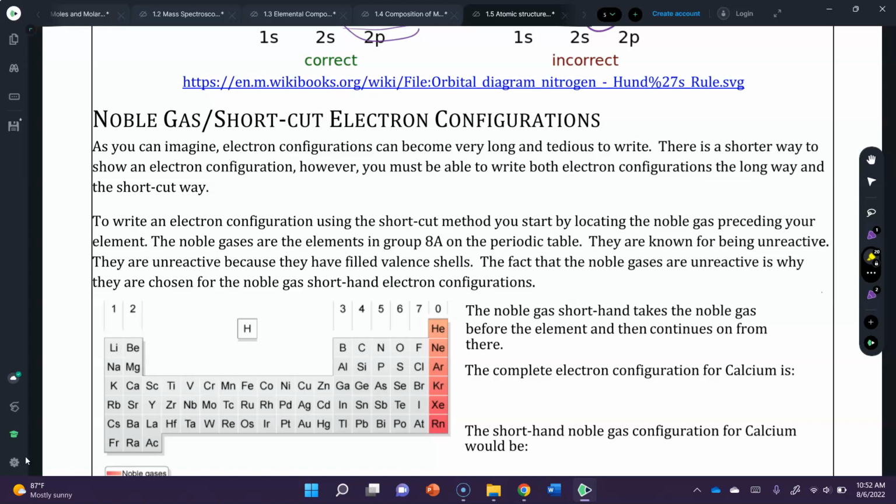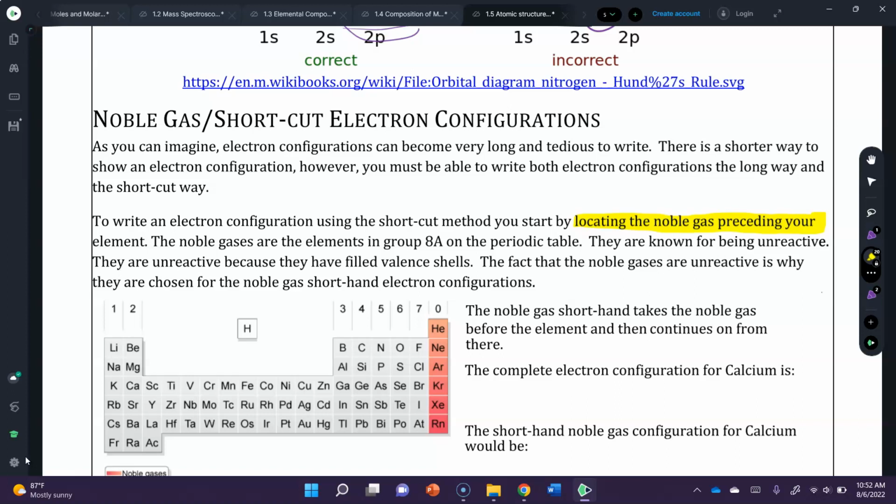To write an electron configuration using the short method, you start by locating the noble gas preceding your element. This is why it's called a noble gas shortcut, noble gas electron configuration, or the shortcut. The noble gases are elements in group 8A on the periodic table. They're your far right group. They are known for being unreactive.